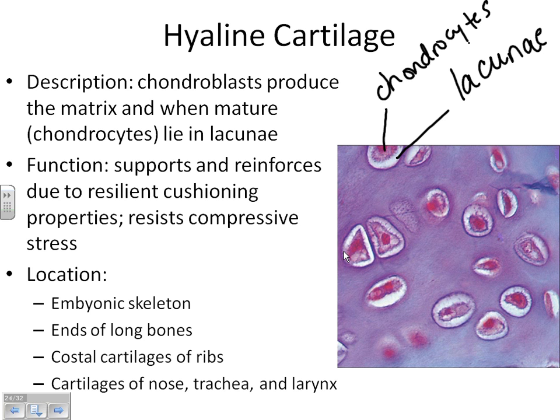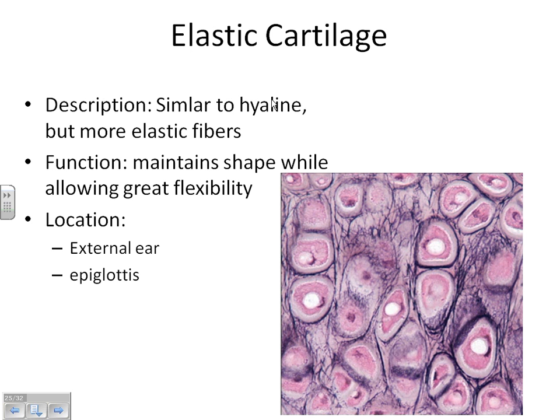All right. So we got hyaline cartilage. Next is elastic cartilage. Do you see the lacunae? See the eyeballs? See the chondrocytes inside of the lacunae? All right, now tell me how this picture looks different than the hyaline cartilage. You can see stuff in the background. You can see little black skinny fibers.